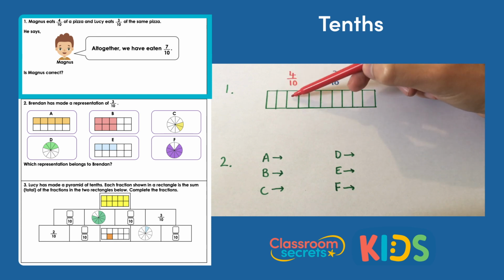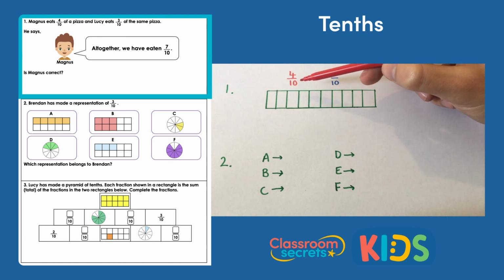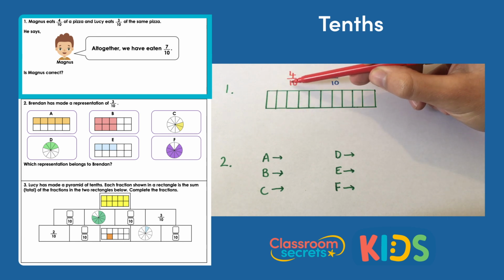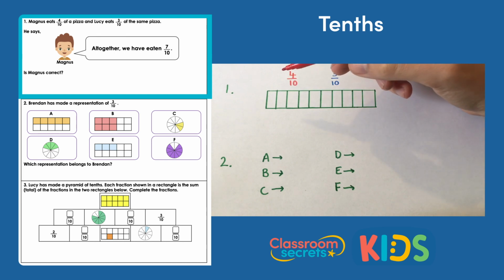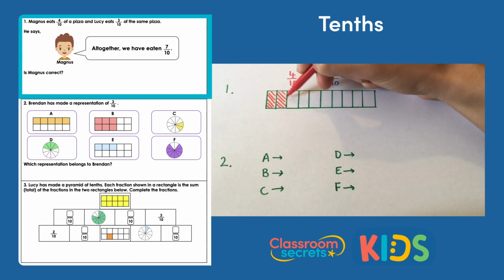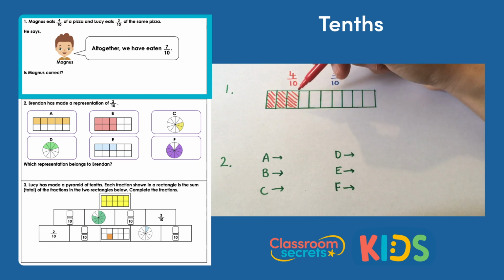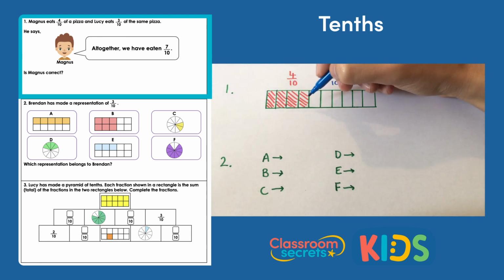parts. 1, 2, 3, 4, 5, 6, 7, 8, 9, 10. So I'm working in tenths. So that's why I have 10 parts, because my denominator is 10. So Magnus eats 4 of those parts. So I'm going to do those in red. Magnus eats 1, 2, 3, 4/10, and Lucy eats 3/10. So I'll do Lucy's in blue.